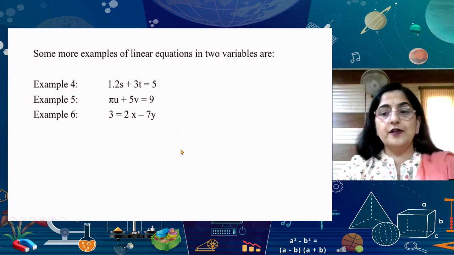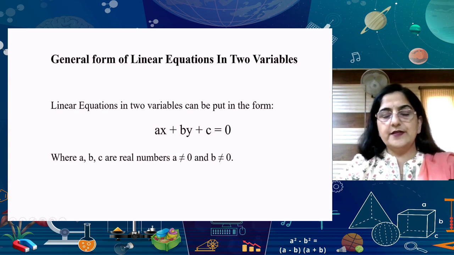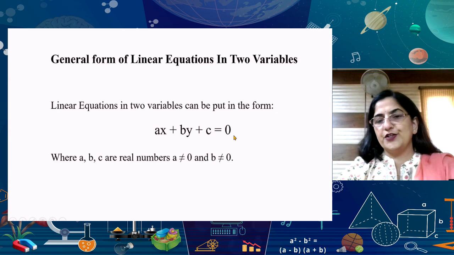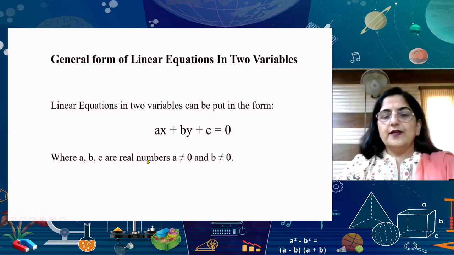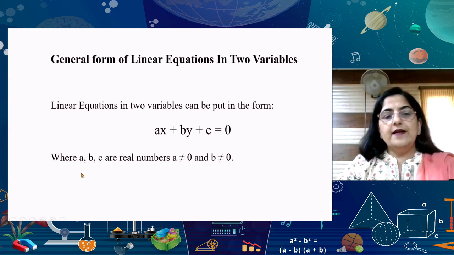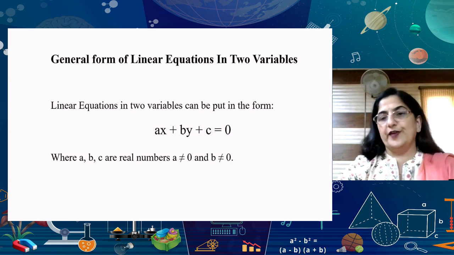So we should have some general form of linear equations. The general form of linear equations in two variables is AX plus BY plus C is equal to 0. This is a generalized form of linear equation in two variables, and this is accepted everywhere. Now, in this general form AX plus BY plus C is equal to 0, A, B, C have to be real numbers, any real number, and A cannot be 0 and B cannot be 0. Then AX plus BY plus C is equal to 0 is the general form of linear equations in two variables.